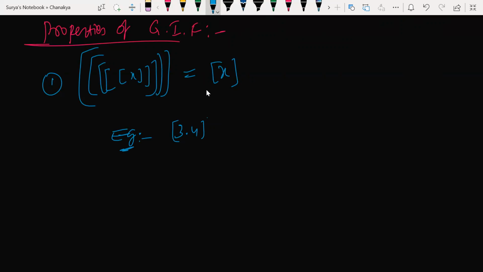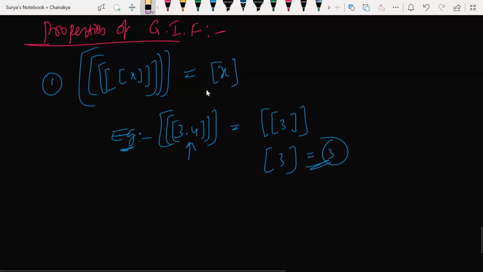Take 3.4. I'm applying it 3 times. What are you going to get? First of all, I'll write inside. Step of 3.4 is what? 3, or not? Again, step of 3 is what? 3, or not? Again, step of 3 is what? 3, or not? Are you getting the same answer or not? Yes, sir. So you simply write this as 3. Understood my point?